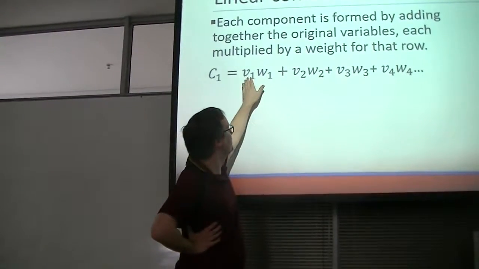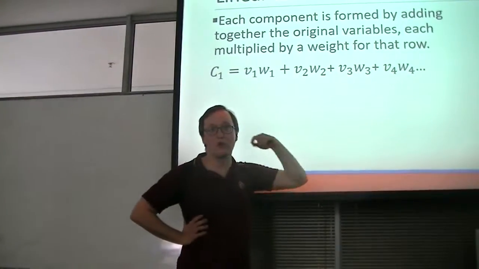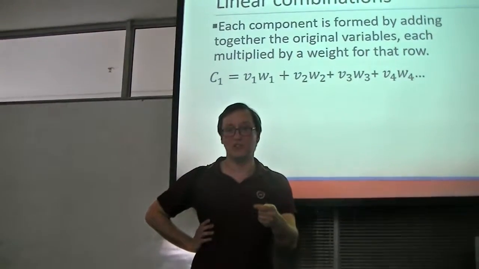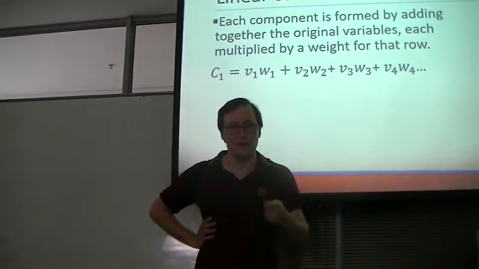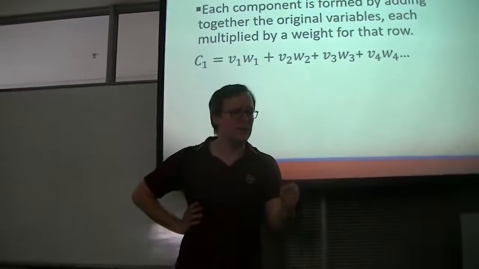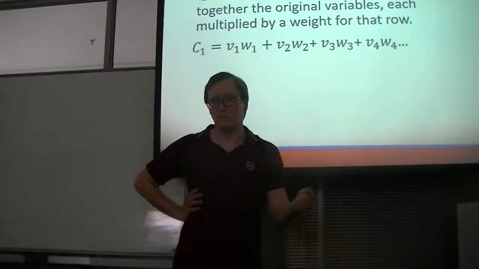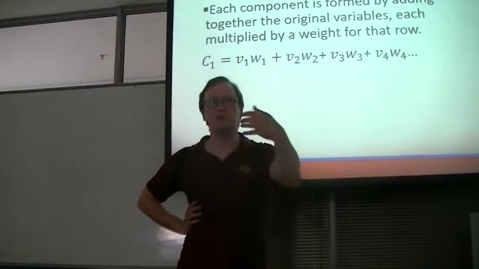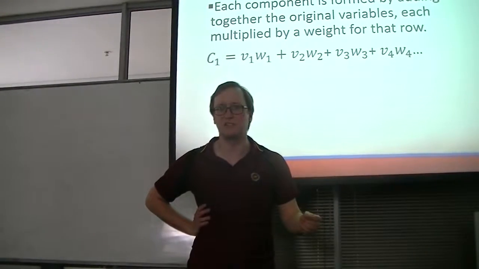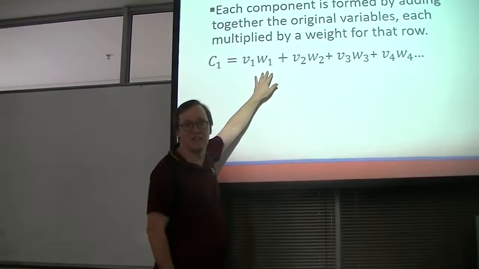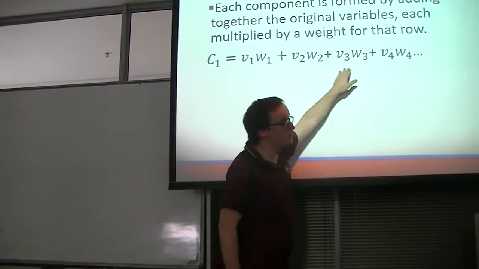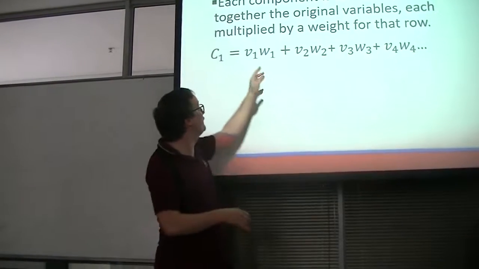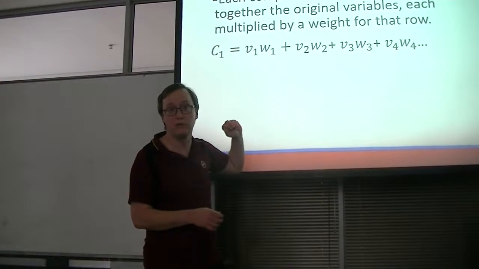The original variables are the v's, and these w's are weights that get assigned to each of the components. This is a linear combination of variables. We've seen this before in linear modeling, right? So we can say y is a function of x by multiplying it by some weight and adding some constant value. In the same way, when you have multiple variables that you're combining together, you can apply a certain weight to each one, and from that compute a component value.